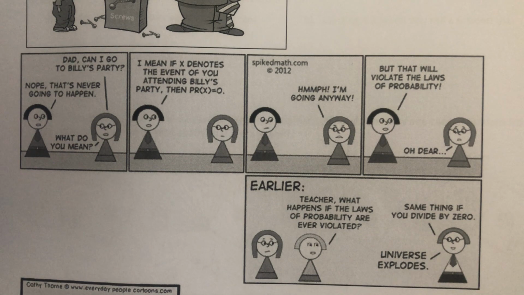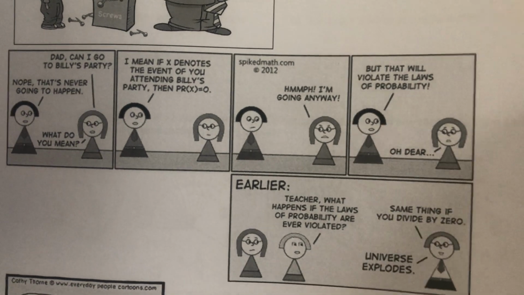Kid wants to go to Billy's party. Probability is 0. If you violate the probability, it's the same thing as dividing by 0. The universe will explode.